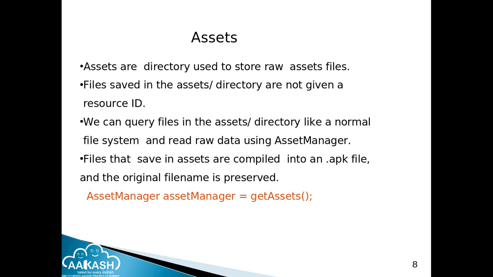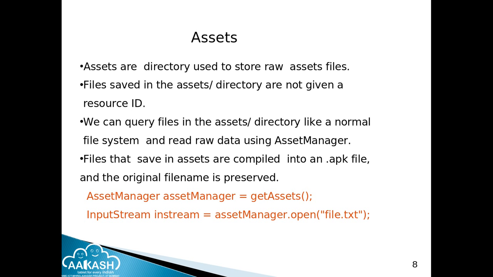But why do we prefer to store resources in raw rather than assets? We prefer raw because there is built-in support for providing alternatives for different languages, OS versions, screen orientation, etc. None of that is available with assets. Along with that, many parts of the API support the use of resource identifiers.